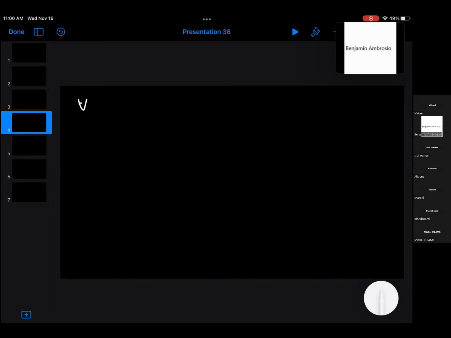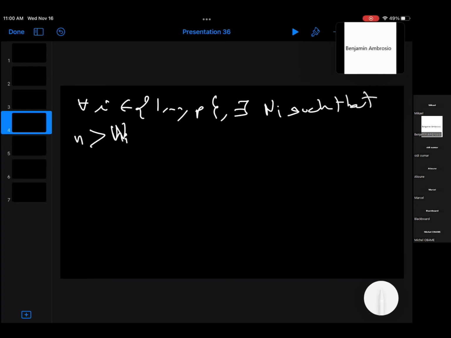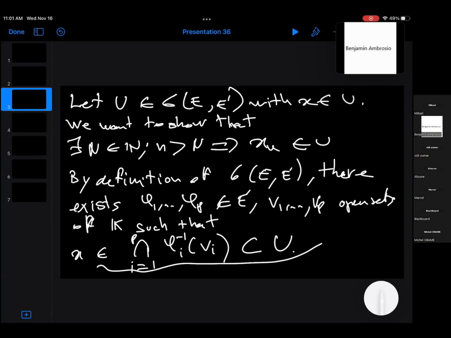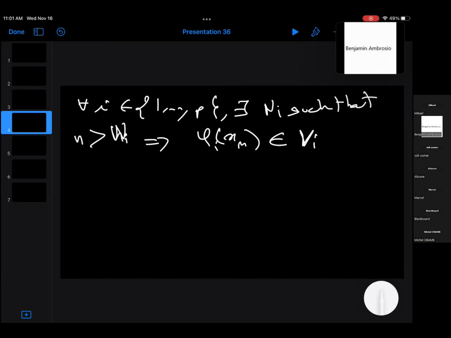But for every I in 1 to P, there exists a capital Ni such that n greater than Ni implies phi I of xn is in VI. Because if I look at that, this means that if X is in this set, this means that phi I of X is in VI for every I. And this comes from the fact that phi I of Xn converges toward phi I of X.